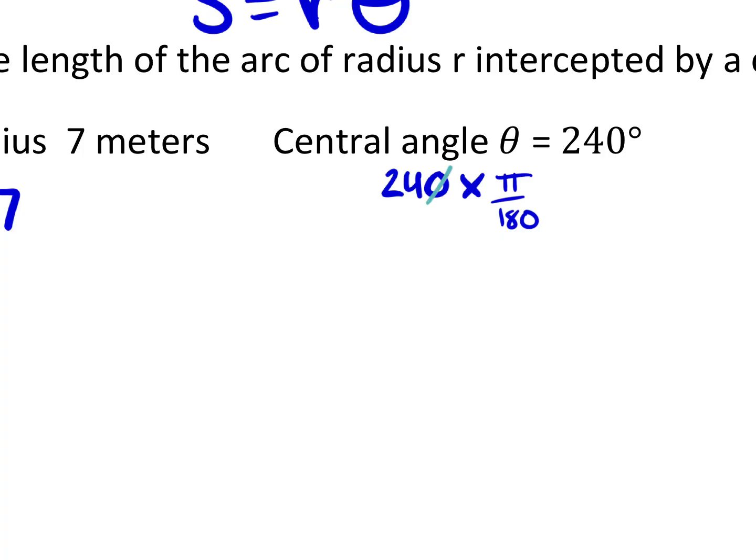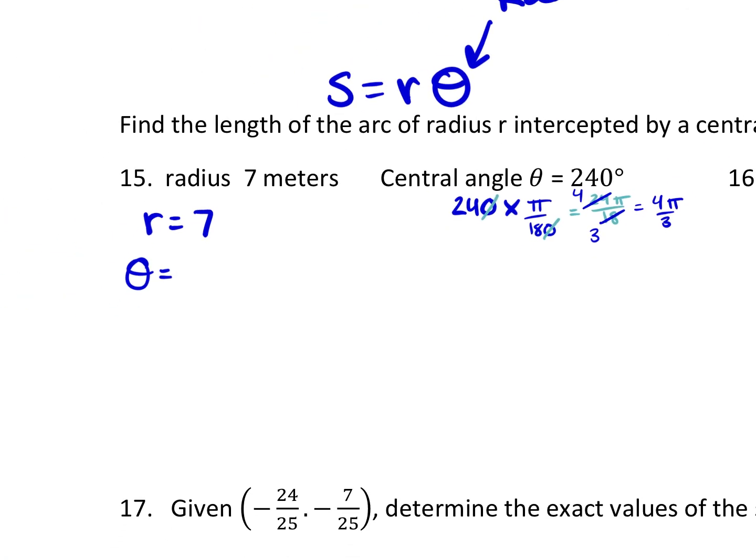10 goes into 240 and 180. So we have 24 pi over 18. What goes into both 24 and 18? 6 goes into 24 4 times, and 6 goes into 18 3 times. So 4 pi over 3. So our theta has to be in radians. It's 4 pi over 3.